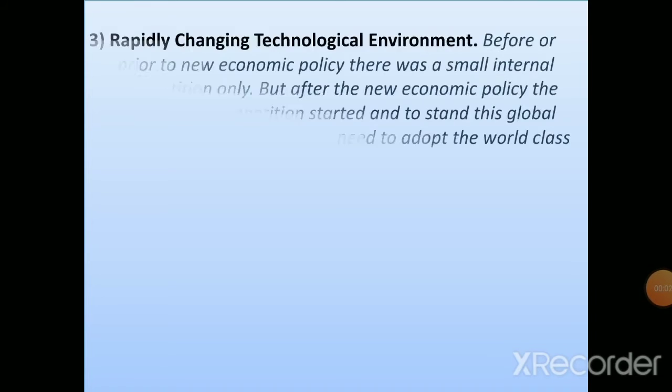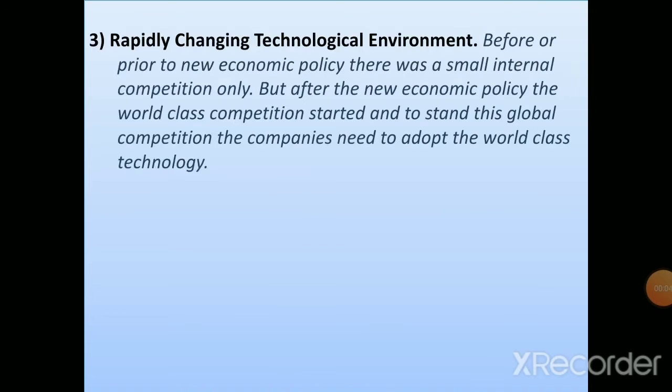Next is rapidly changing technological environment. So before economic policy, there was a small internal competition only, but after the new economic policy, the world-class competition started, and to stand this global competition, the companies need to adopt the world-class technology. And to adopt and implement these world-class technology, investment in research and development department has to increase.